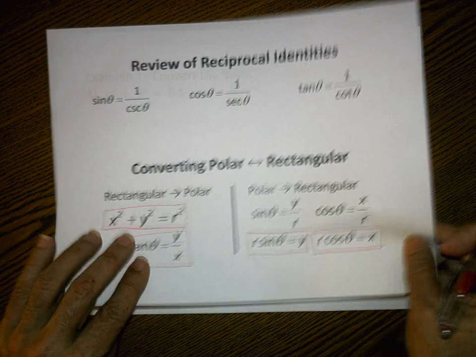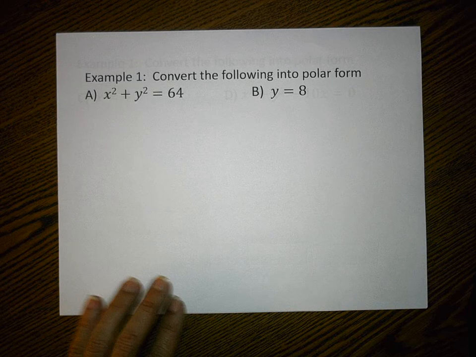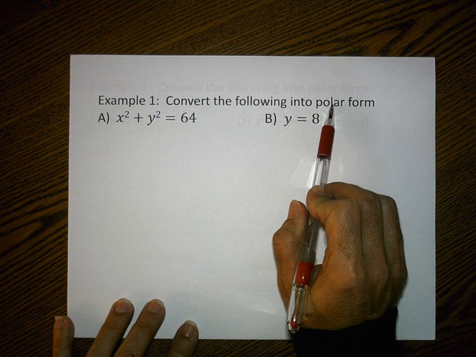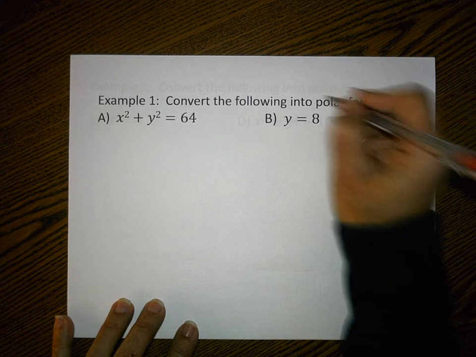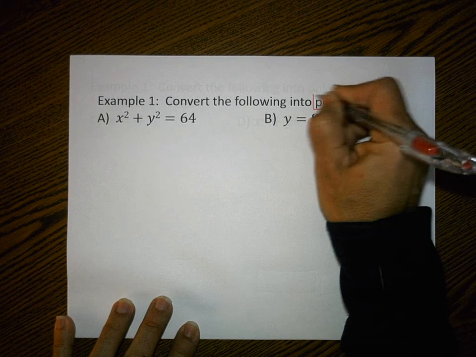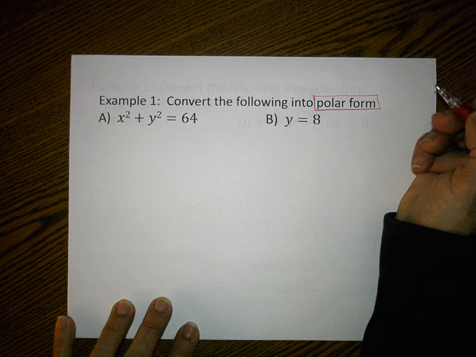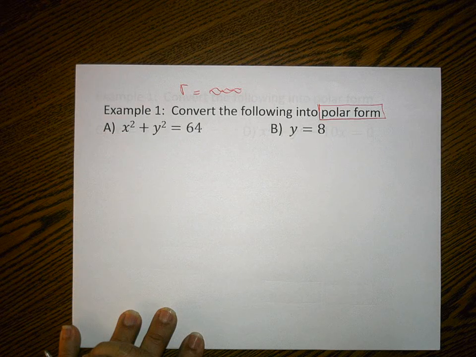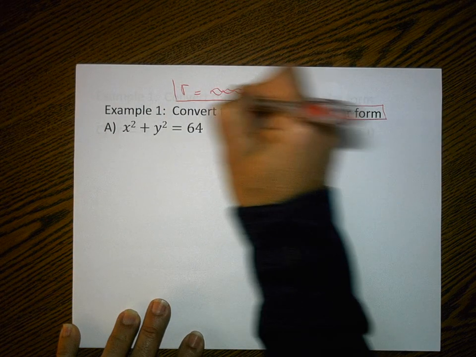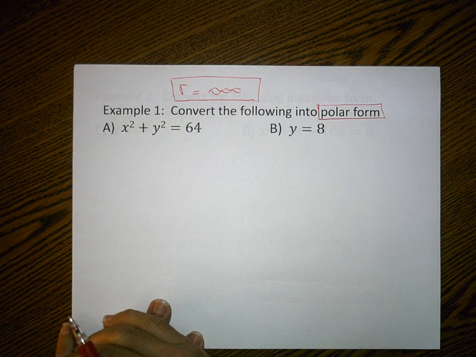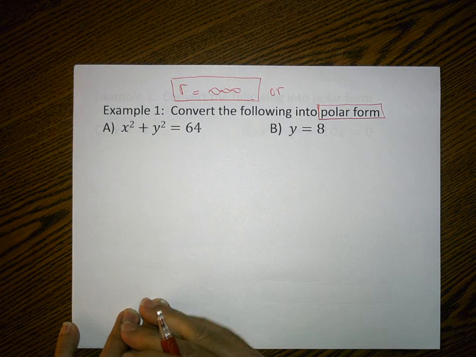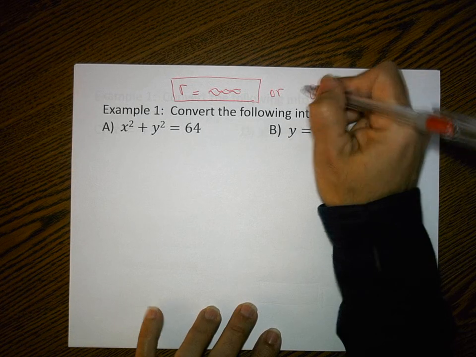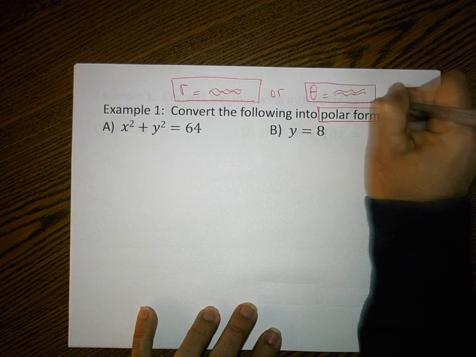All right, so I'm going to put this right next to me here, right in front of me. Here we go. I'm converting the following into polar, okay? I want to go into polar. What does polar form look like? A polar equation is always in the form of r equals something, or theta equals something. So that's how I know I am in a polar equation.